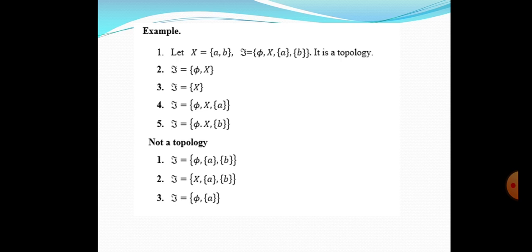But there is no whole set. So the first property has failed. If the first property fails, then it is not a topology.